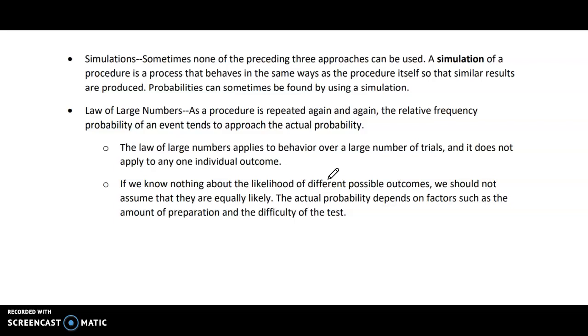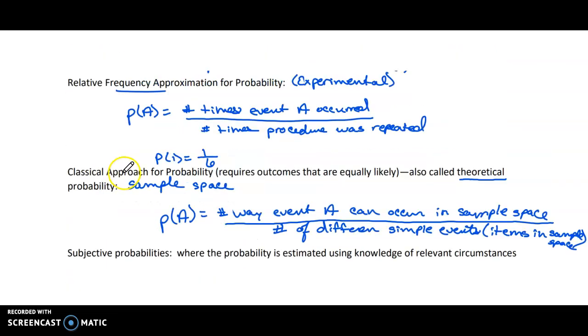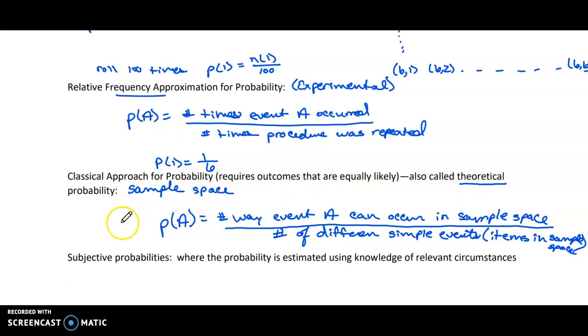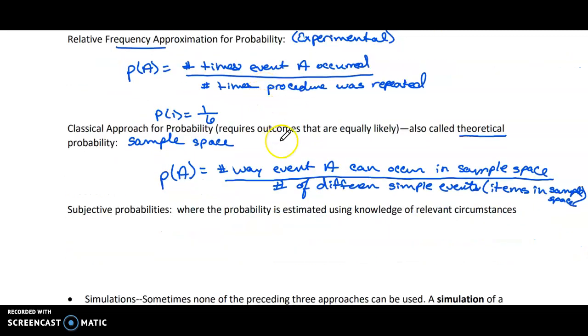And then we have this thing called the law of large numbers. The law of large numbers is kind of really cool because what it tells you is that the relative frequency probability, so what happens in your experiment when you roll a die 100 times, should approach what should happen theoretically.